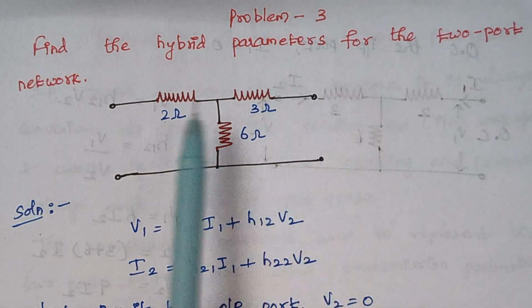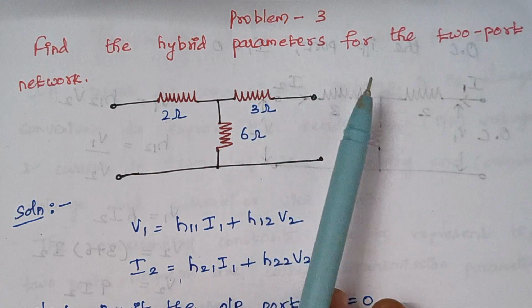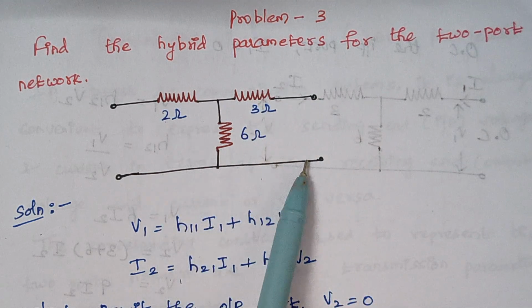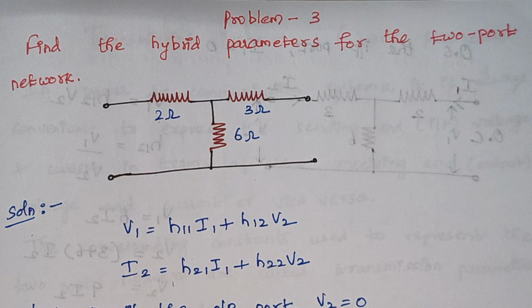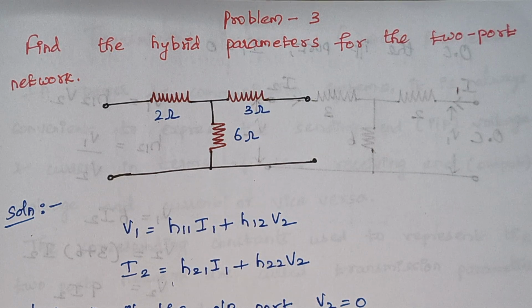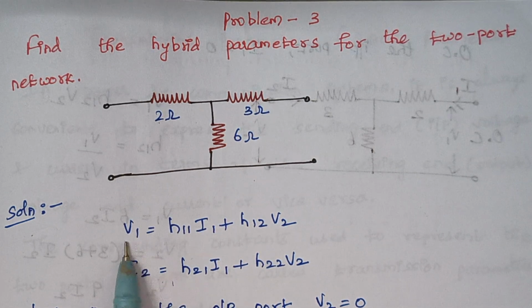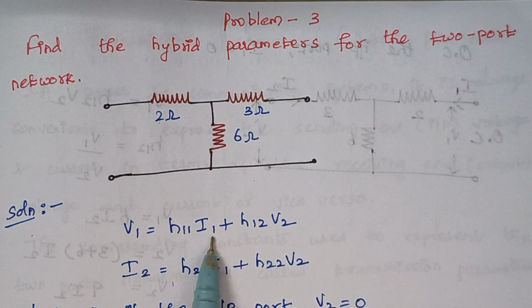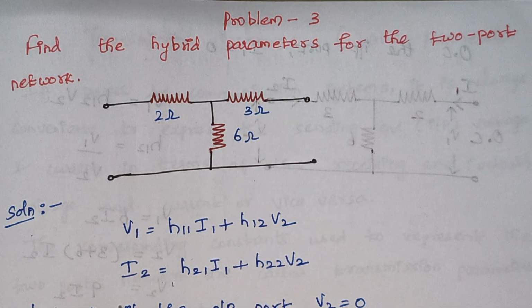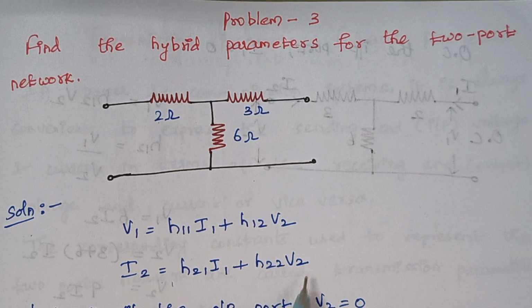The problem is to find the hybrid parameters for the two-port network, and this is the given diagram. So, what is the basic formula of hybrid parameters? It is given by V1 is equal to H11 I1 plus H12 V2, and I2 is equal to H21 I1 plus H22 V2.